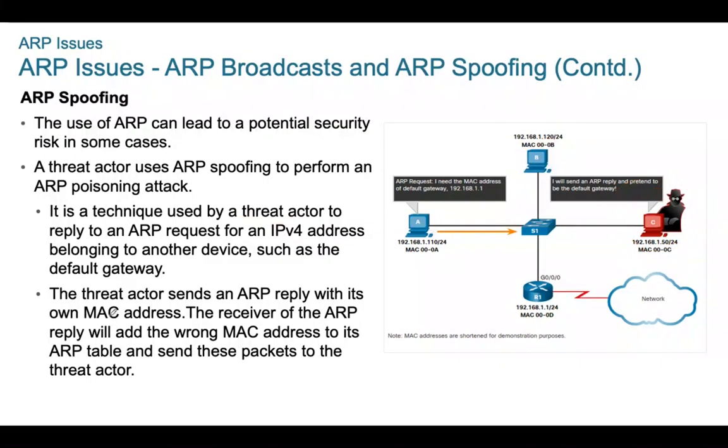So that is the threat. The threat actor sends the ARP reply with their own MAC address, and the receiver of the ARP reply adds the wrong MAC address to the ARP table, and after that they send these packets to the threat actor. Once these packets are received by the threat actor, he may act as an active attacker or a passive attacker. Active attacker means the packets may be modified. Passive attacker just wants to know what information is in that packet.